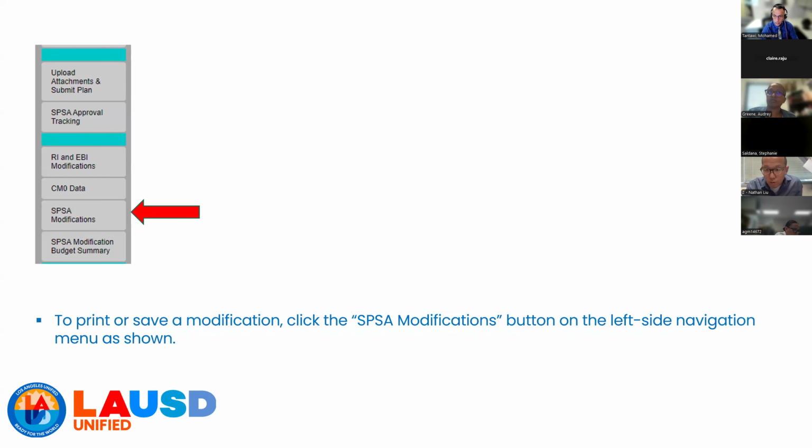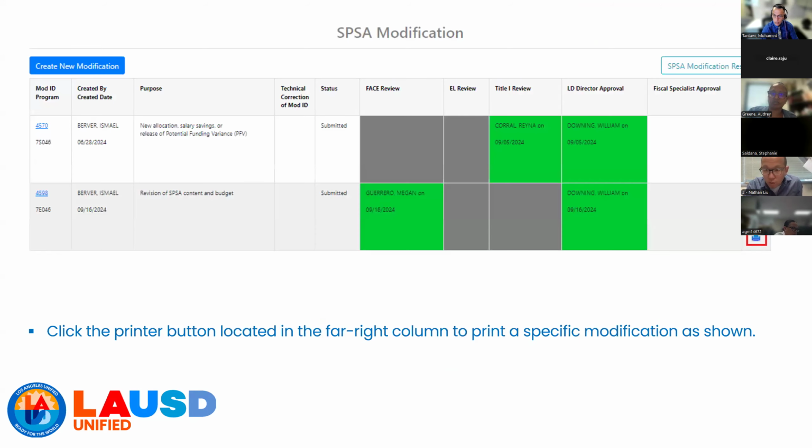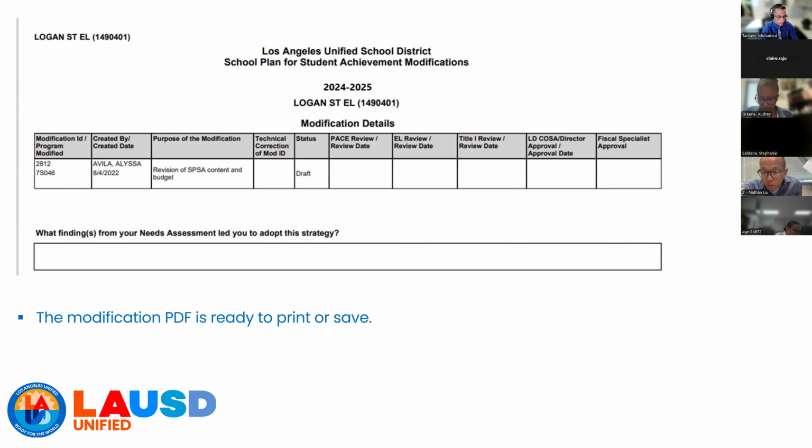Now to print or save your modification, click the SPSA Modifications button on the left side of your navigation menu. And then click the printer button that's located in the far right column to print a specific modification. So in this case, either of these two, you would click on your printer icon. And then your modification PDF is ready to print or save.